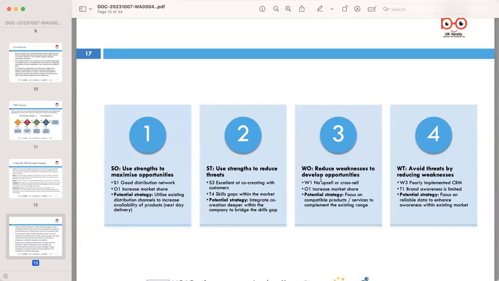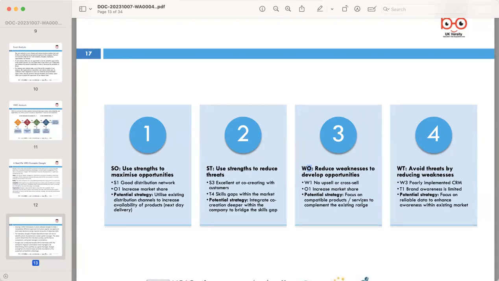Our lack of upsells or cross-sells is an opportunity to increase market share. So let's focus on compatible products and services to complement our existing range.